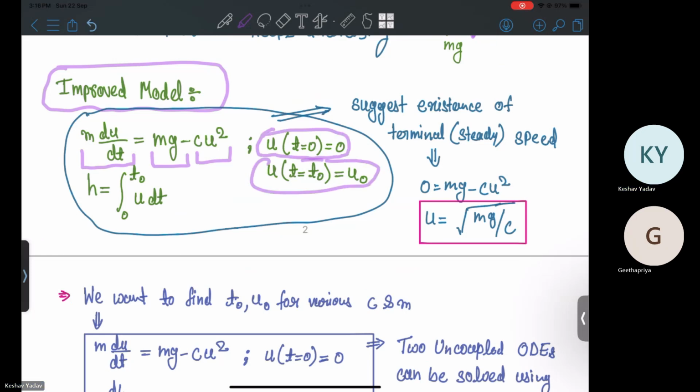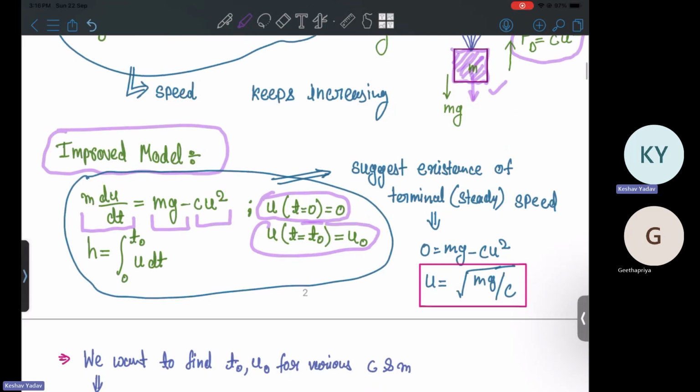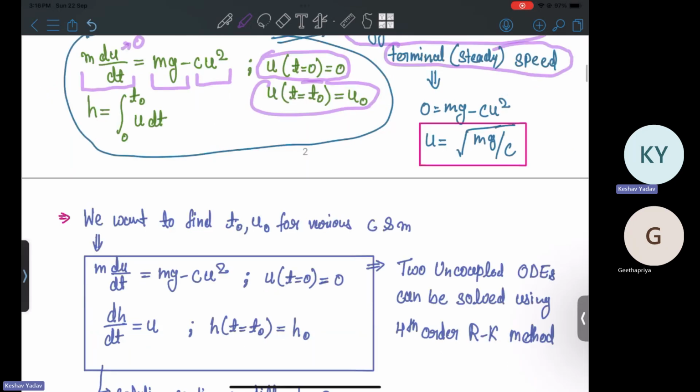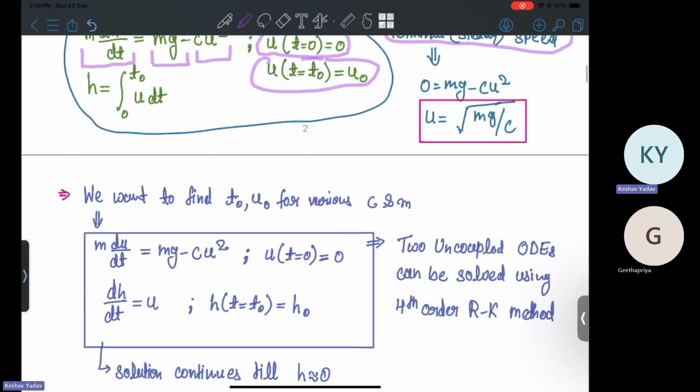In that case, there exists a terminal or steady state velocity. This will come when our acceleration goes to 0. In that case, the payload will have a constant velocity that is known as terminal velocity. So simply I put du upon dt equal to 0. Then mg minus c u square will be equal to 0. That will lead to u equal to the square root of mg divided by c. This is my terminal velocity.